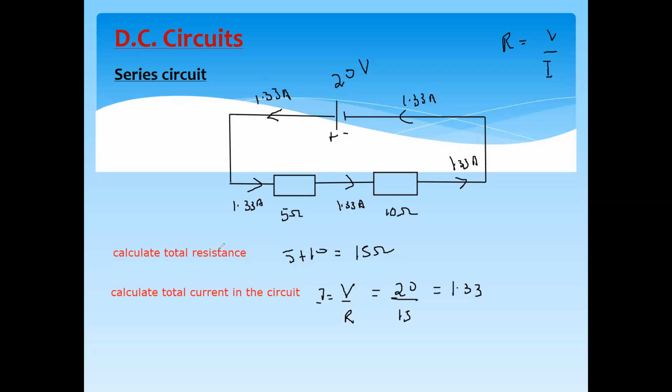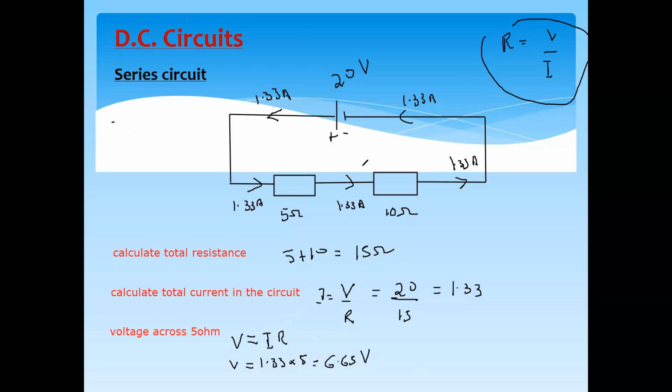Now, if you need the voltage across the 5 ohm resistor, what's the voltage across the 5 ohm resistor? Again, the same formula: V is equal to IR. 1.33 multiplied by 5. What's the answer? 6.65.